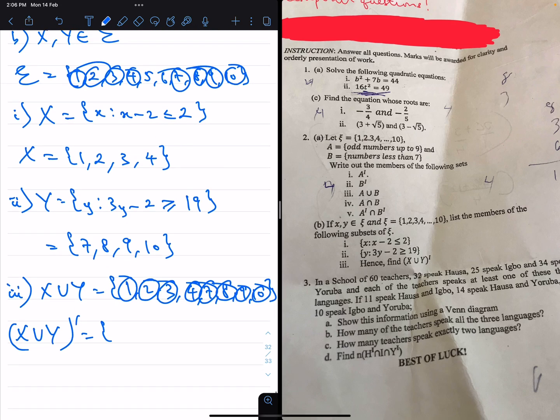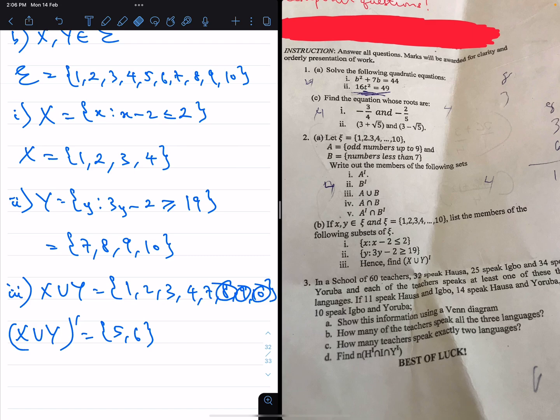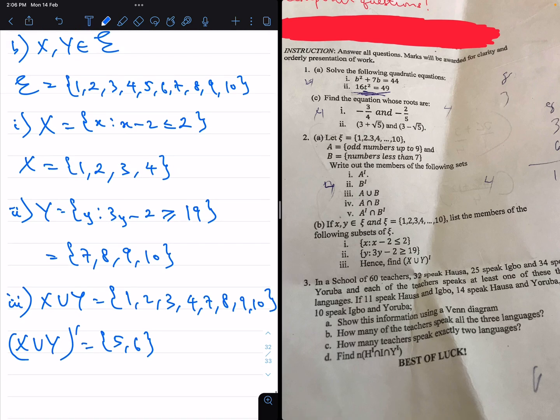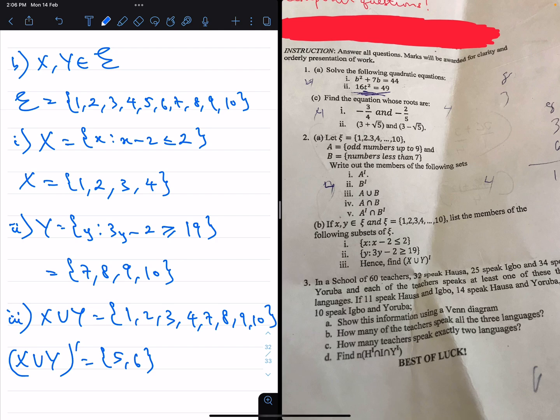So the only elements that are in the universal set E but not in x union y are 5 and 6. And those are the elements of the complement of the set x union y. So the elements of the complement of x union y are 5 and 6. Very simply. It looks a bit tricky, but it's simple if you take your time and make sure you don't make mistakes.